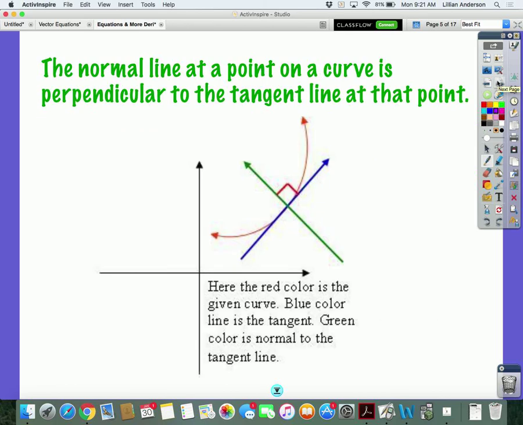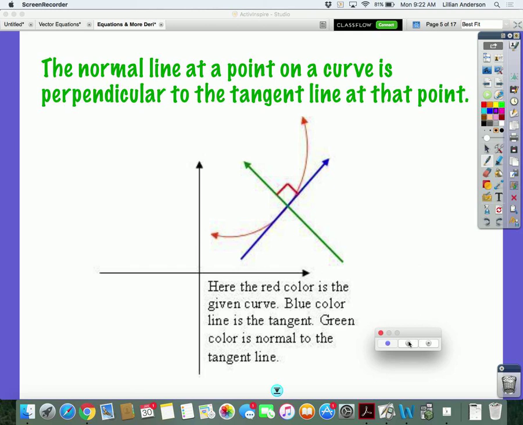So, to start out, the normal line at a point on a curve is basically the line that's perpendicular to the tangent line at that respective point. Okay? So what you see in the picture is just an example of what that would look like. The orange line represents the curve of a particular function.